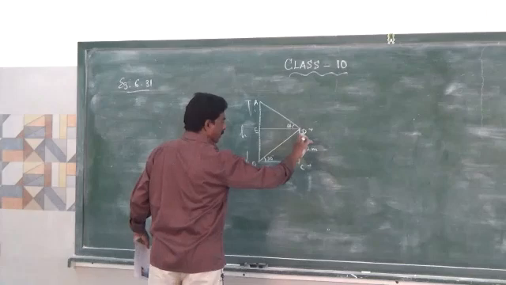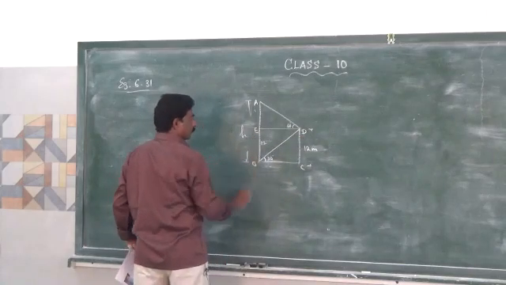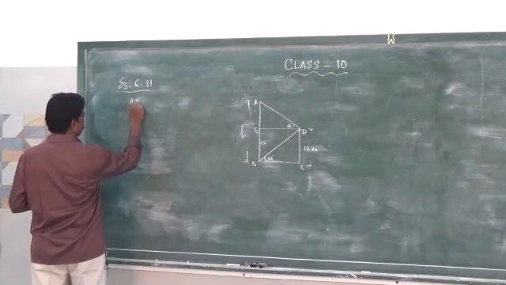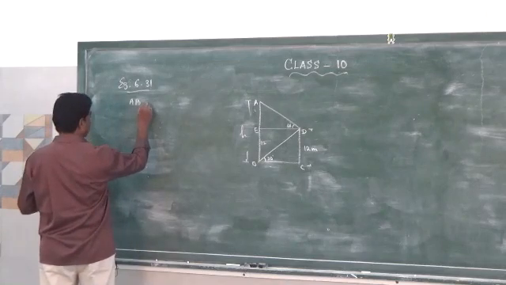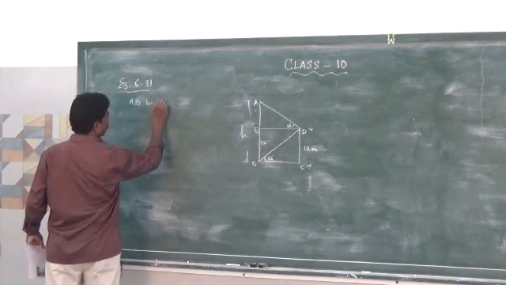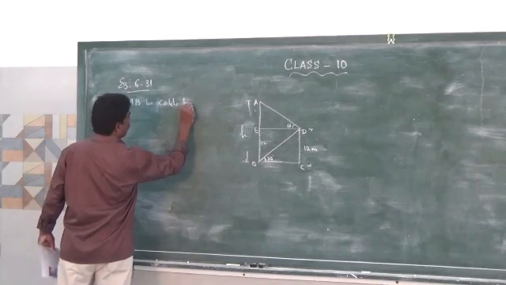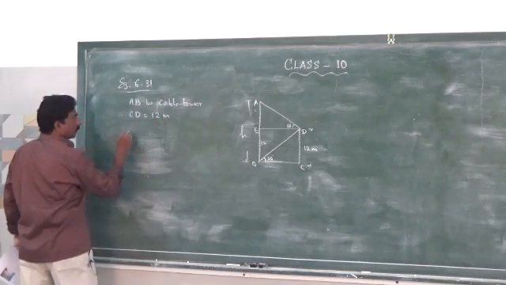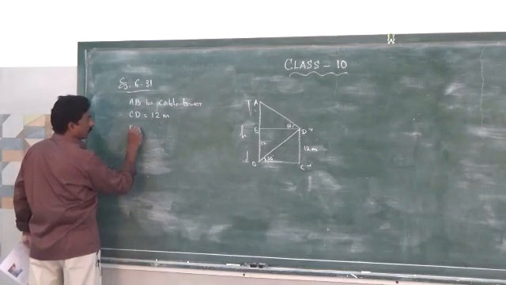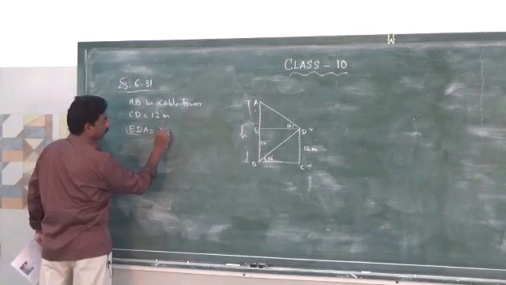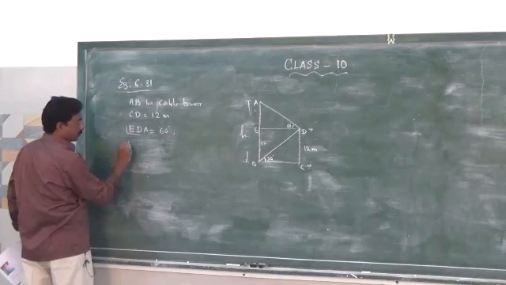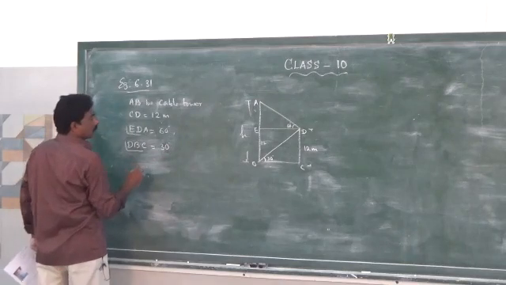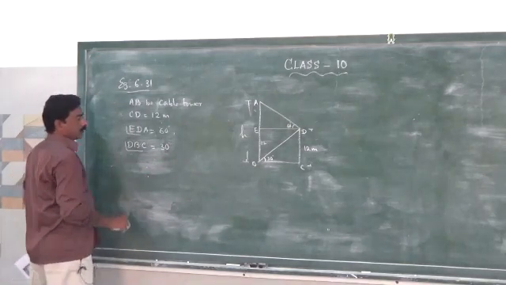So CD is a building, that means EB also is 12. What is given? AB is a cable tower and CD is the building, that is 12 meter. The angle of elevation of the top of the cable tower is 60 degree, and the angle of depression to the foot of the cable tower is 30 degree. You have to find the height of the tower.